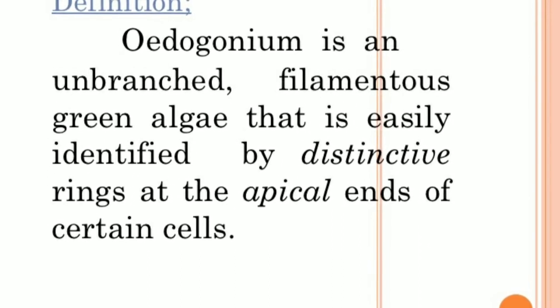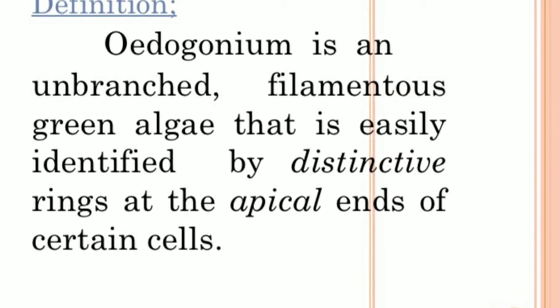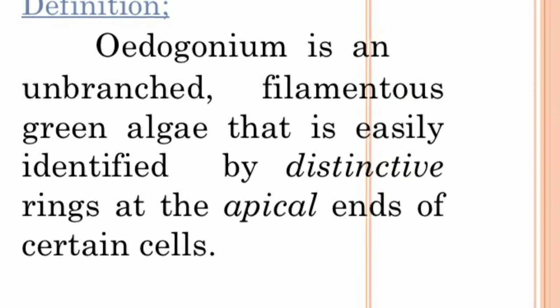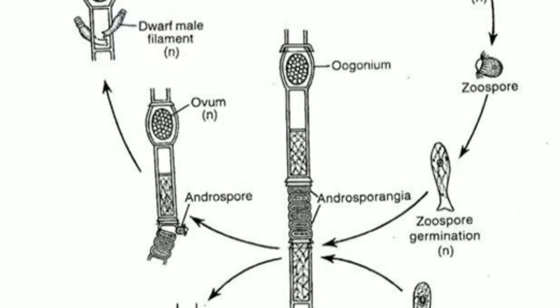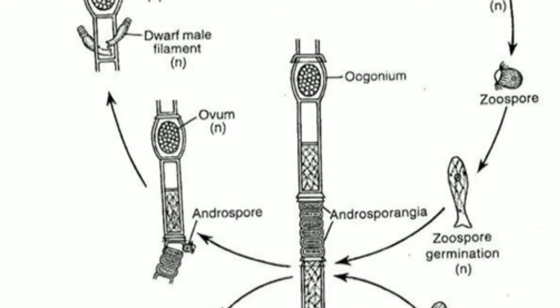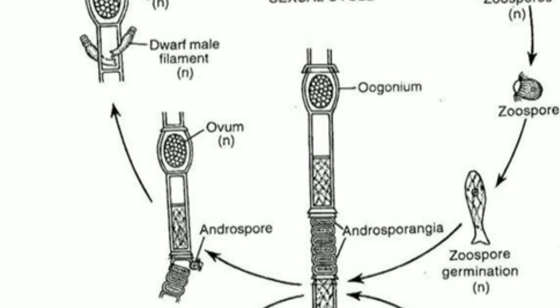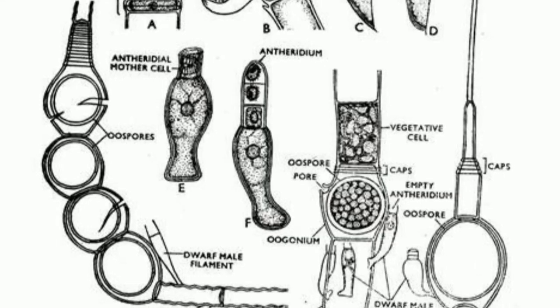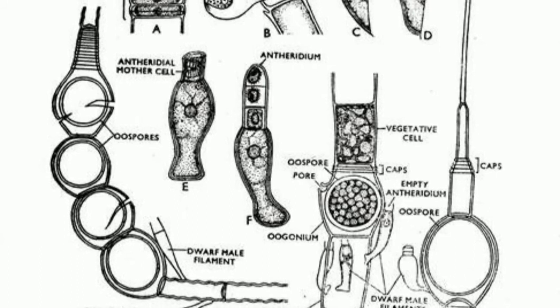Now the second one is nannandrous species, in which filaments bearing antheridia and oogonia show morphological distinction, and male filaments that are much smaller than female filaments are called dwarf males or nannandria. These species may be monoecious or dioecious.